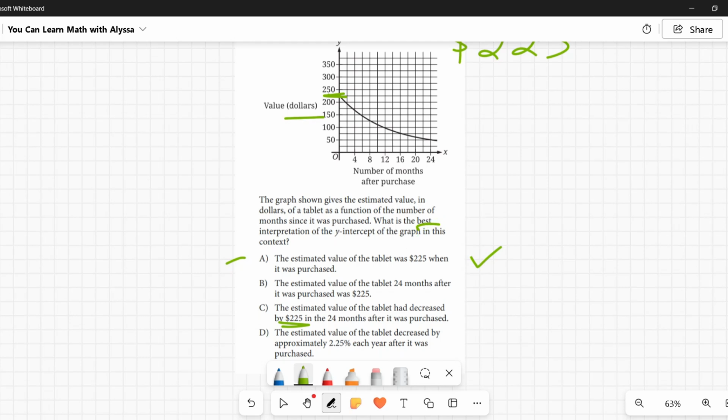And D, the estimated value of the tablet decreased by approximately 2.25% each year after it was purchased. I'm not going to do that math, but that may be true. And that's what I'm talking about when they say the best interpretation. Sometimes they put things in there that are true, but they are not the question. Here the question is, what is the y-intercept? And the y-intercept is A, that the estimated value of the tablet was $225 when it was purchased. That is 0 months after purchase.